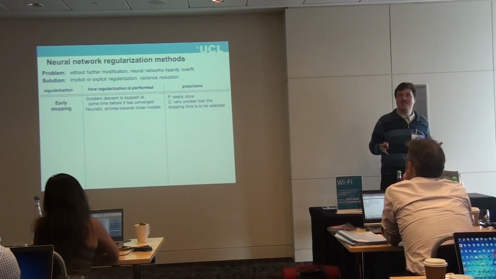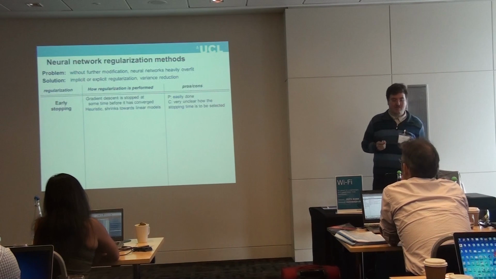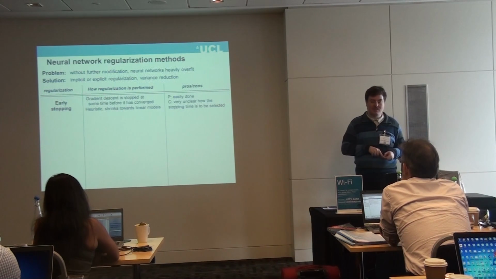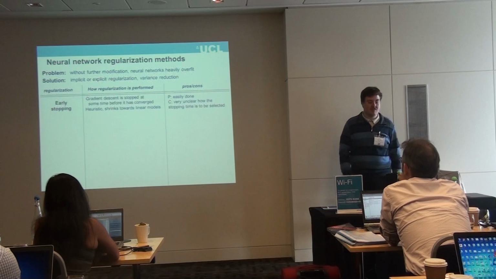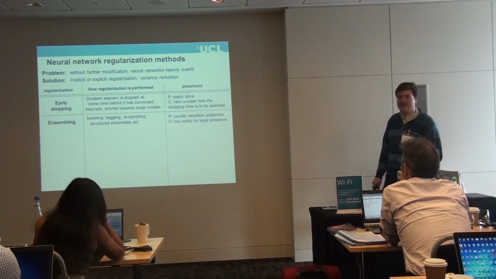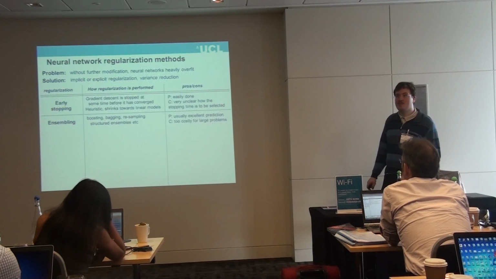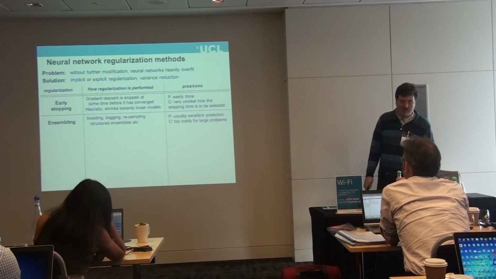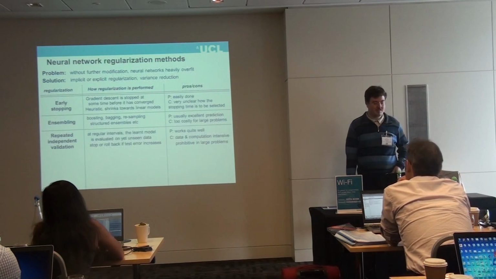So this implicitly regularizes against finding a minimum which overfits, but it's of course heuristic, so there's no real rule that tells you when to stop. Now, ensemble, of course, boosting, bagging, that's usually great, though if you have large neural networks and an ensemble of them, it might be computationally expensive.